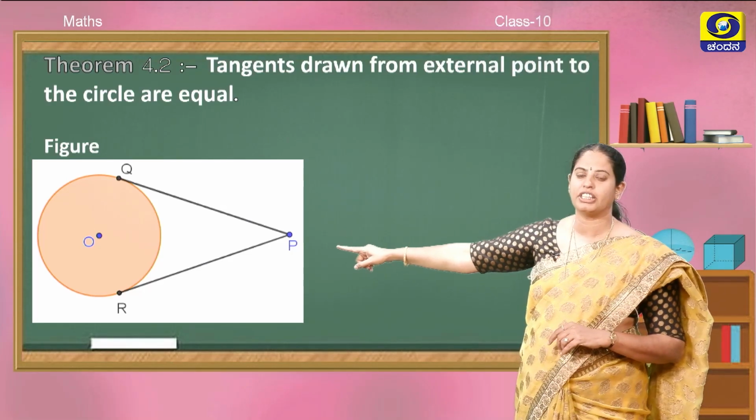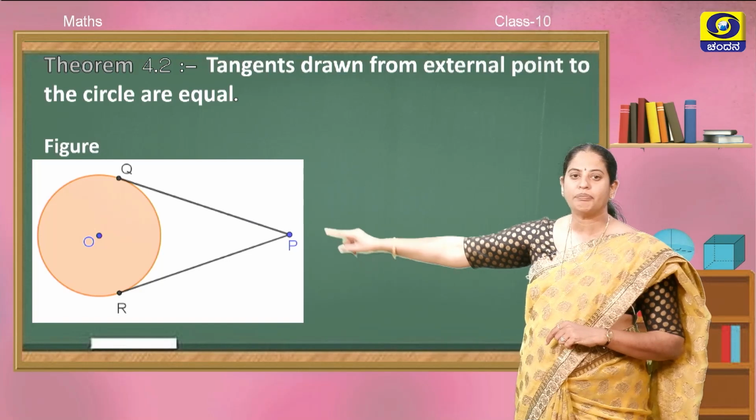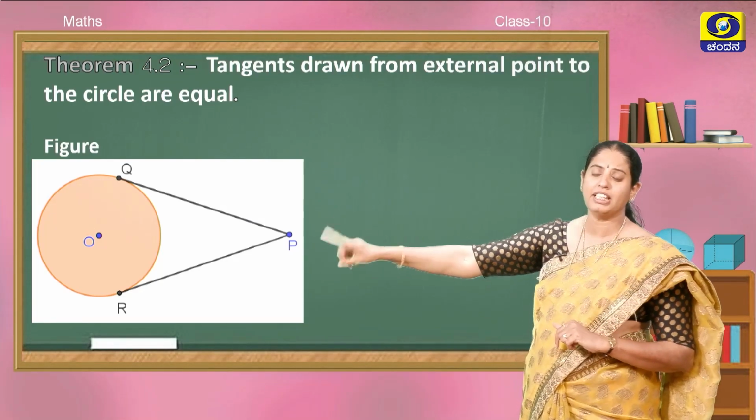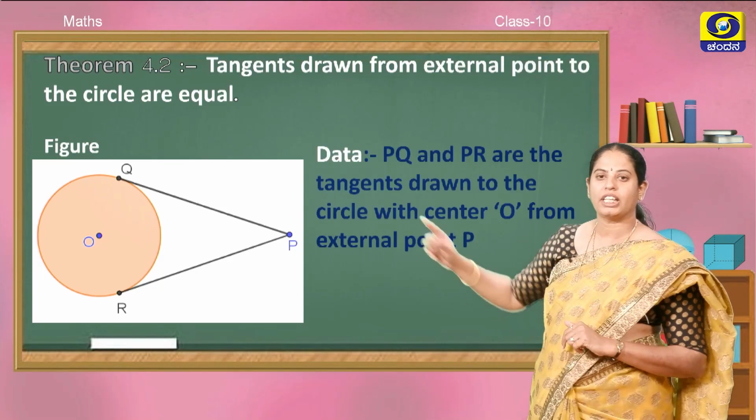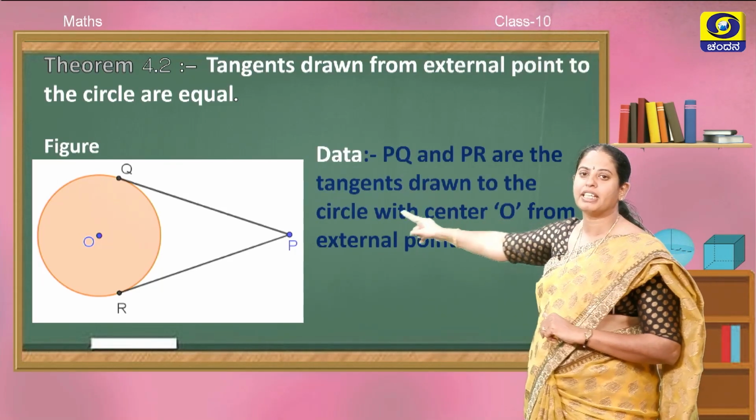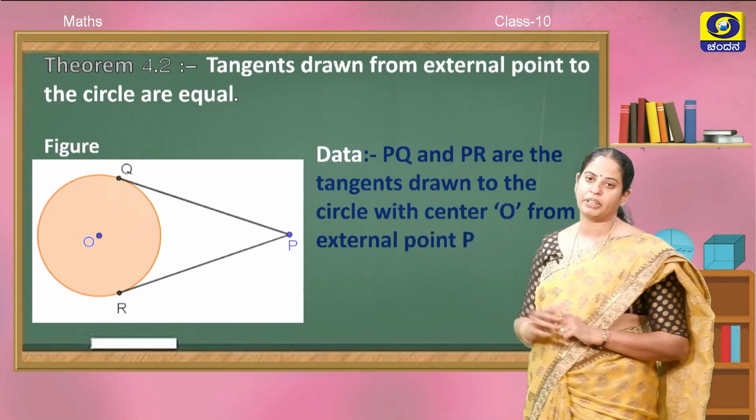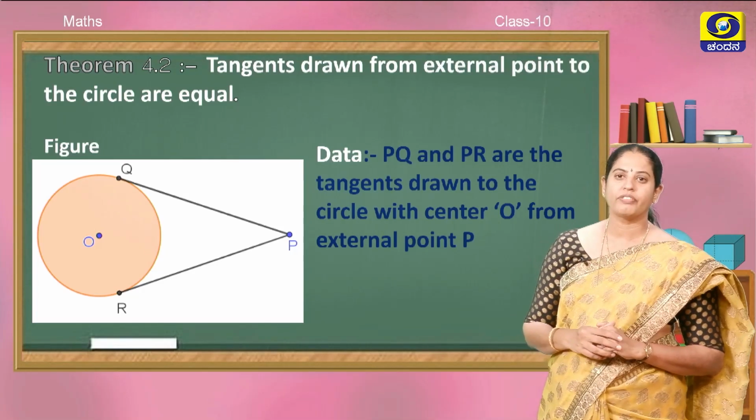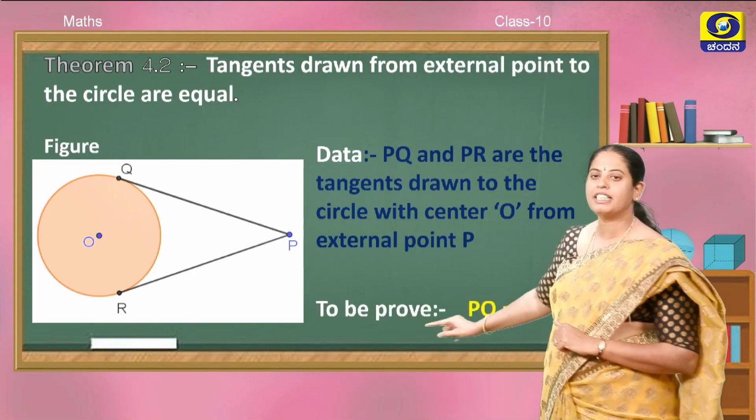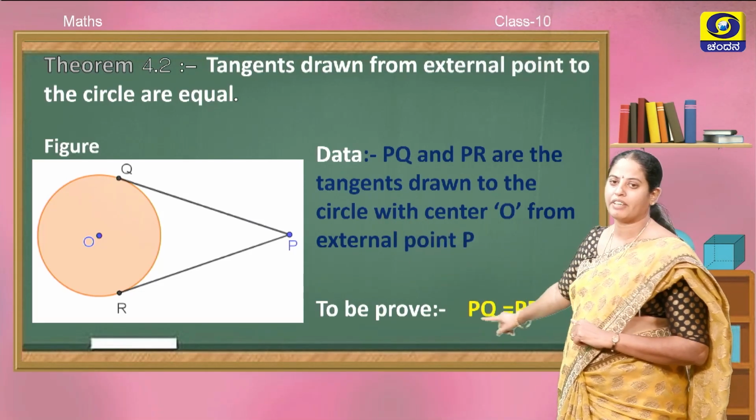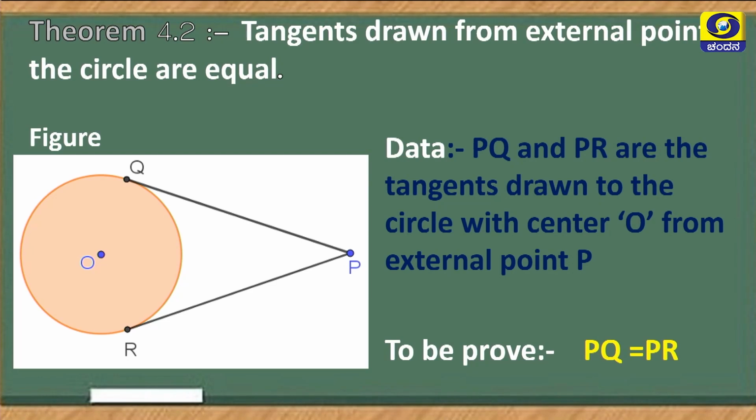With the given data, we are drawing a figure where O is the center of the circle and P is the external point to the circle. Here PQ and PR are the tangents drawn from the external point P to the circle with center O. So, that is the data. What we have to prove? We have to prove that tangents are equal. Which are the tangents here from the external point? PQ and PR. We have to prove that the length of PQ is equal to the length of PR.